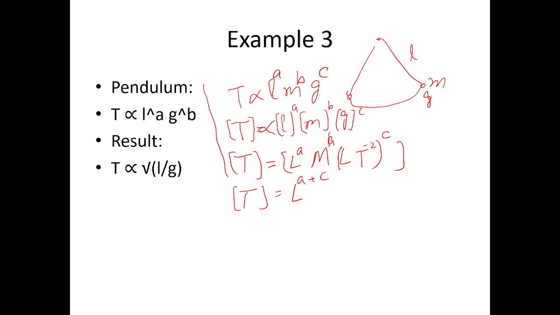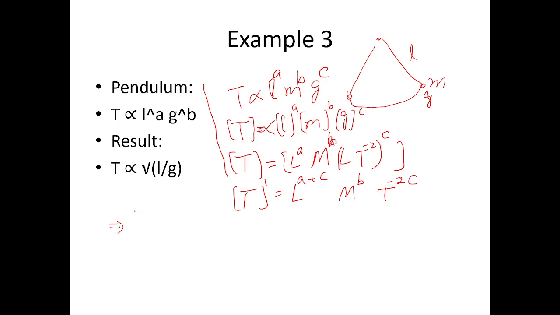This is B. M has only B power, and T has minus 2C. So you see we have only one power here, T. So that is what we get by equating the power.